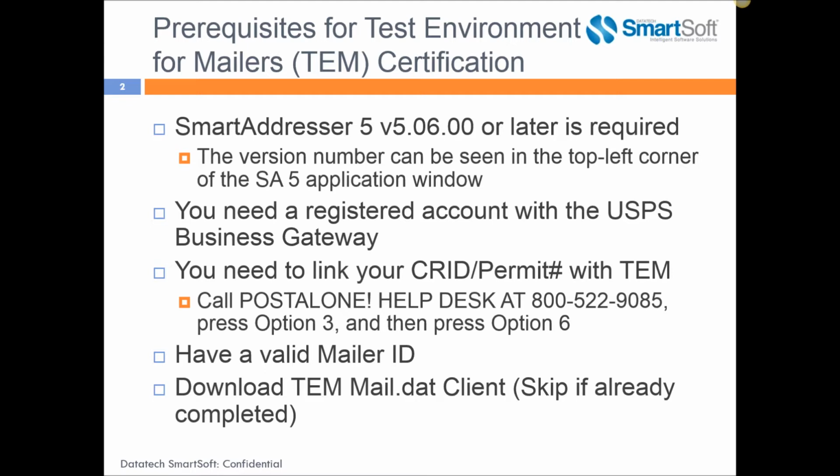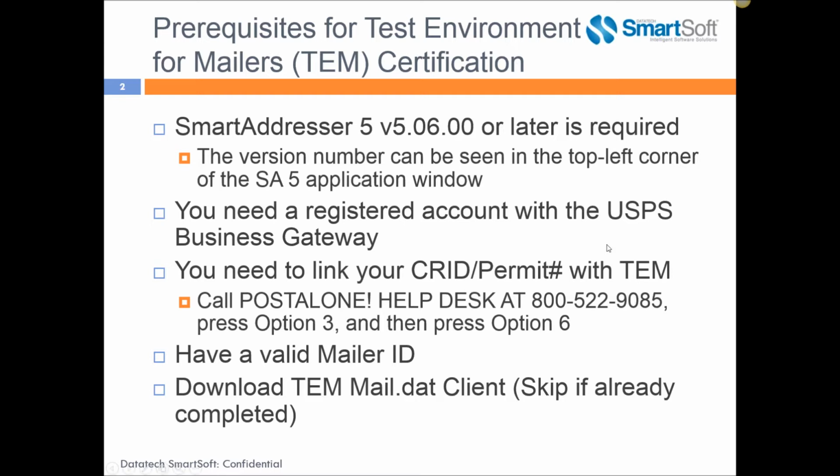To do this, simply call Postal One at 800-522-9085. You will press option 3 and then option 6 and ask to have your CRID and permit linked with the TEM system. You need to have a valid mailer ID, and you need to download the TEM Mail.dat client.